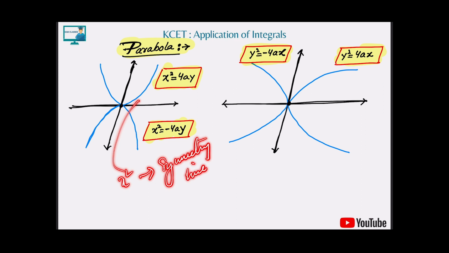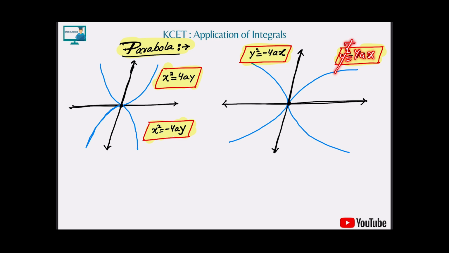Symmetry line is x-axis. Sorry, y-axis. Now in this, y square is equal to 4x. If it is positive, we'll get what? Right hand side parabola. If negative, this left hand side parabola.